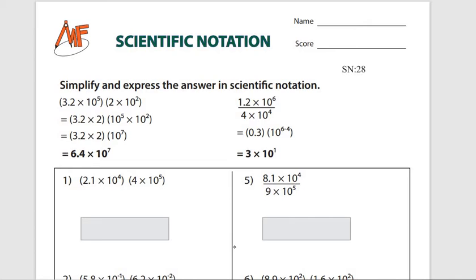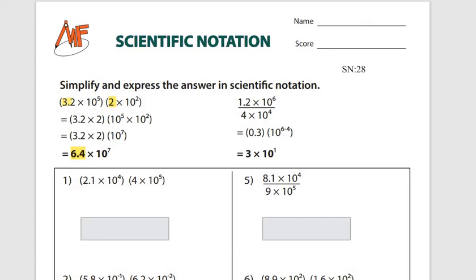Now suppose you are asked to multiply 3.2 times 10 raised to 5 and 2 times 10 raised to 2. All you have to do is to first identify your numerical factor. In this case, that's going to be 3.2 and 2. So multiply each other and you will have 6.4.